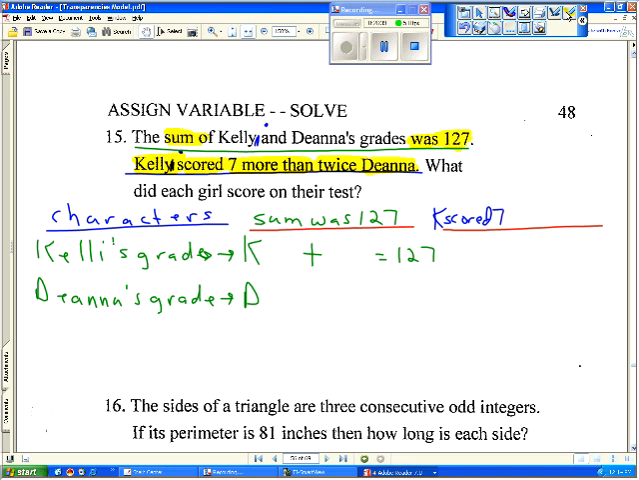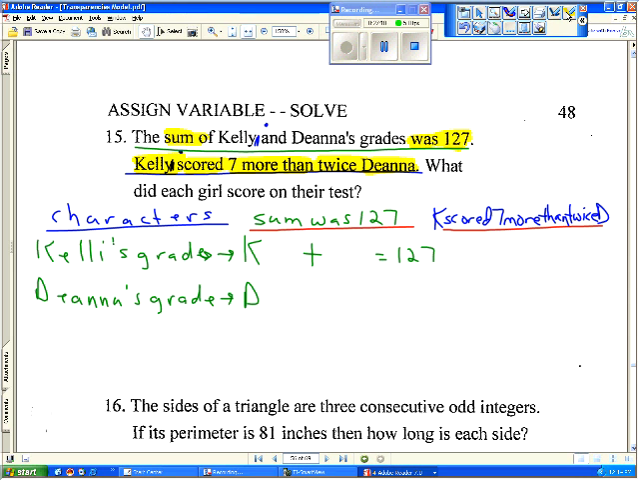Anyway, Kelly scored 7 more than twice Deanna. Kelly scored 7 more than twice Deanna. So we have a comparison between two characters. So we read and understood the story. We identified the character or characters of the story. We wrote out word sentences which could be a comparison between two characters, forming words like perimeter, area, volume, or sentences containing words like total, sum, difference, product.